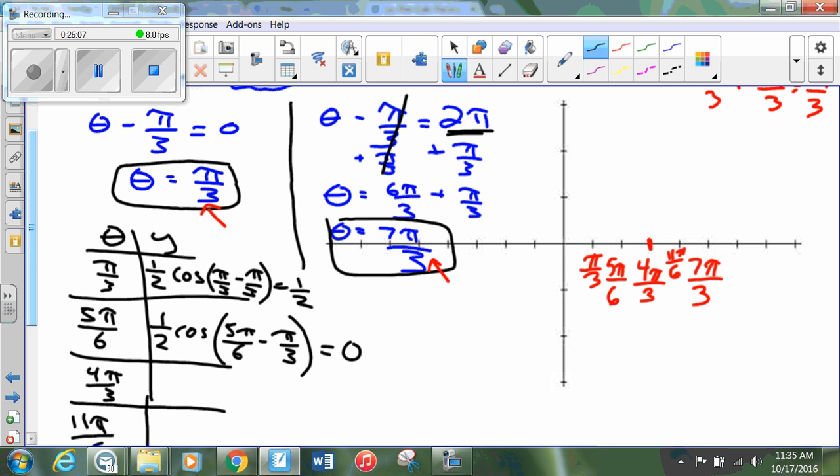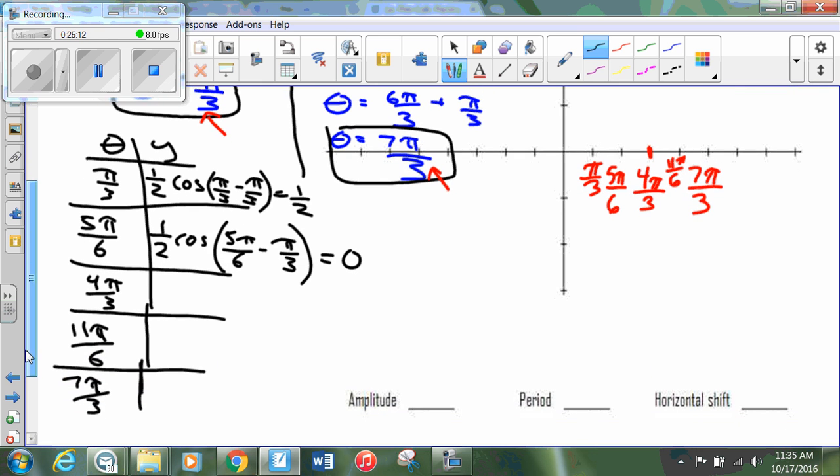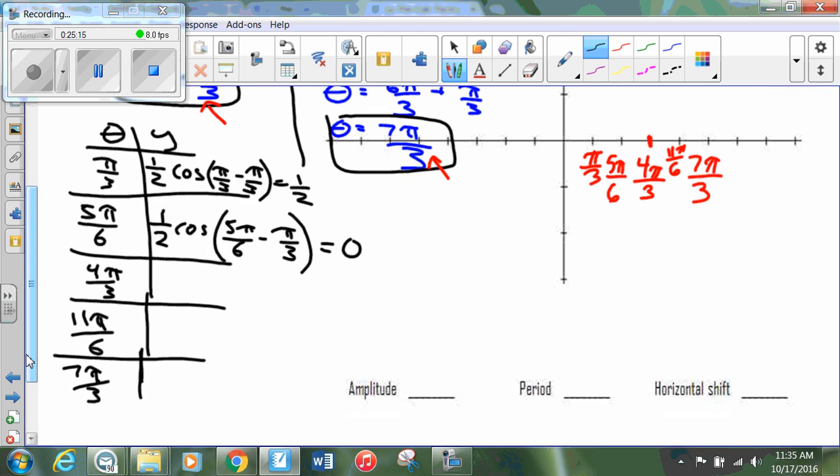I could keep going. Do you want me to keep going? Okay, I'm going to keep going because this is a good idea. Let's just finish this and then do the shortcut too with this, so you can see both ways. You can decide which way you want to do it. The next one, I'm going to do the same thing. 1/2 cosine of 4 pi over 3 minus pi over 3. That's 3 pi over 3, which is pi. So cosine of pi is -1. 1/2 times -1 is -1/2. So we're going to continue to just plug and chug.